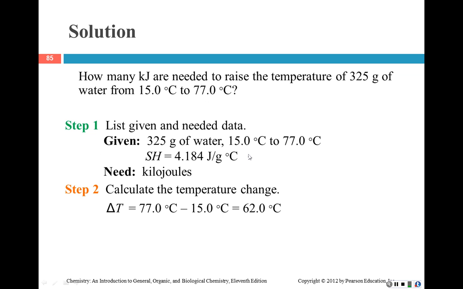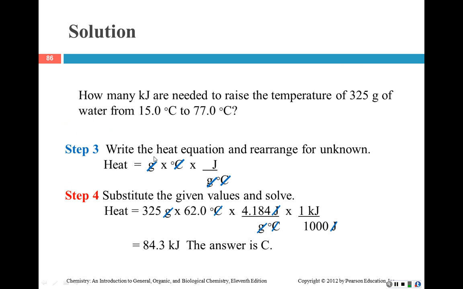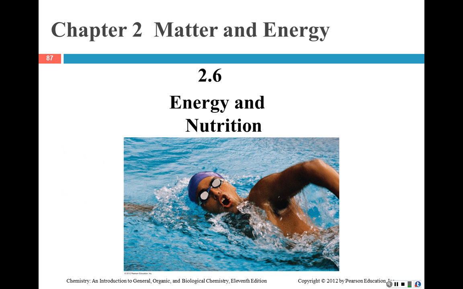Okay, so we know what we're given. Our delta T is 62 degrees. That's 77 minus 15. We have grams and delta T. We have specific heat of water, which we know is 4.184. So we plug those in. And then we have to convert joules to kilojoules, just like the problem we had before. When we do that, we get 84.3 kilojoules. So the answer C is correct.